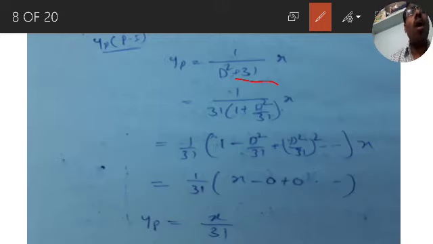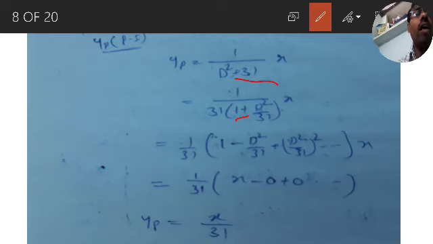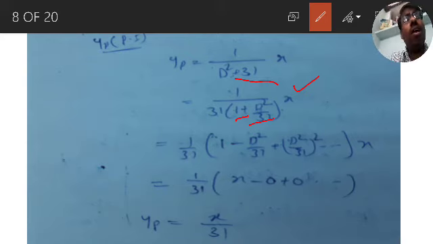Take 31 common. If you take 31 common, in place of 31 you will get 1, and in place of d square you will get d square by 31. So taking that into the numerator, we get 1 by 31 into 1 plus d square by 31, all power of minus 1. So what is the formula? I am recollecting the formula: 1 plus d all power of minus 1 is 1 minus d plus d square minus d cube plus d power of 4 and so on.